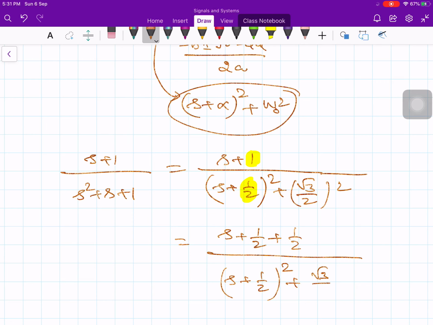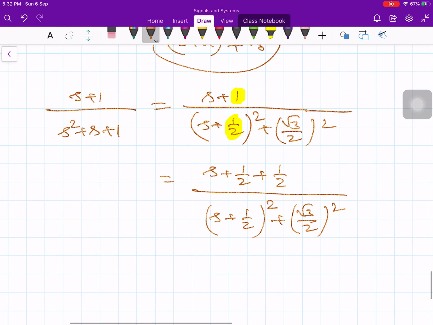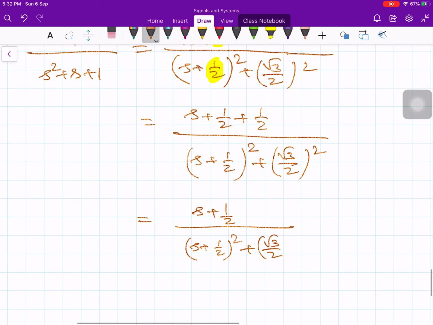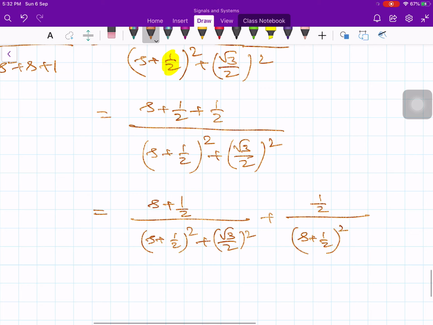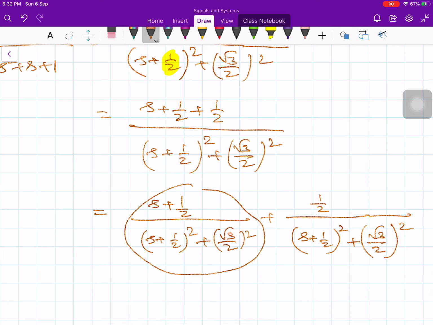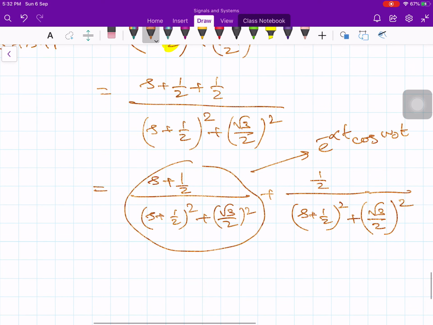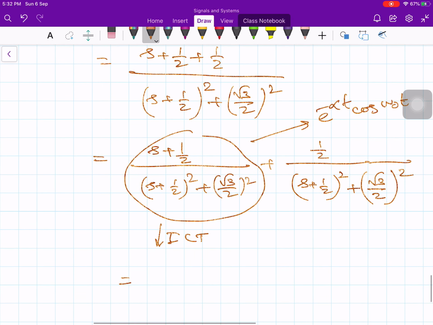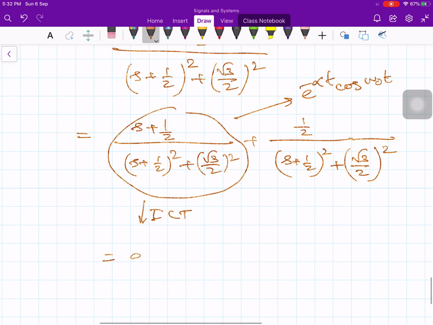Now again rearrange this: s plus 1 half divided by s plus 1 by 2 the whole squared plus root 3 by 2 the whole squared, plus 1 by 2 divided by s plus 1 by 2 the whole squared plus root 3 by 2 the whole squared. Now what is this? This is in the standard form of e to the minus alpha t times cos of omega naught t. So if you take the inverse Laplace transform of this, it is going to be e to the minus 1 by 2 t, correct? Then cos of omega naught, which is root 3 by 2, t.